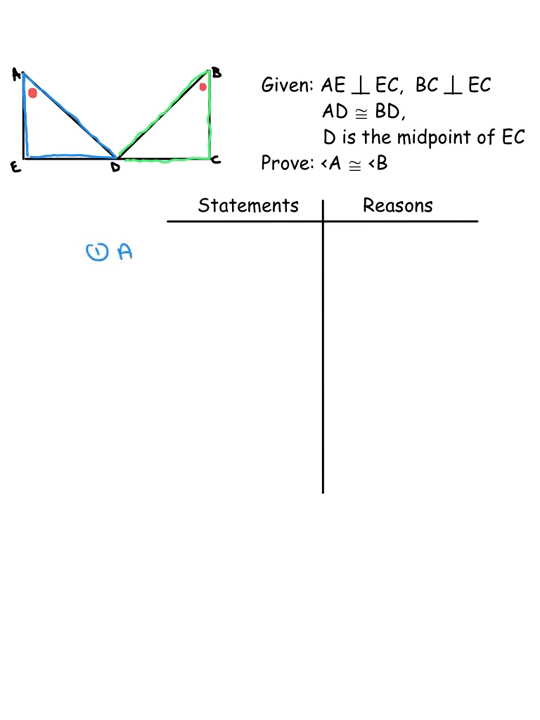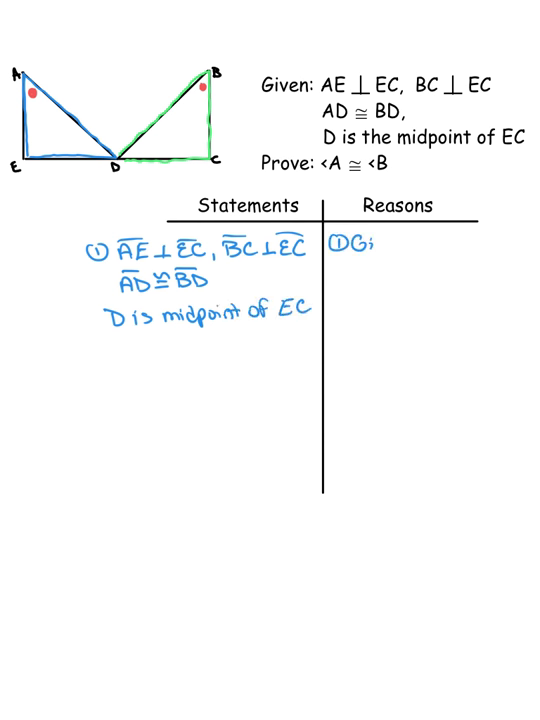So I'm going to start by writing the given. AE is perpendicular to EC. BC is perpendicular to EC. AD is congruent to BD. And D is midpoint of EC. Those are given. Now, if I mark my picture, AE is perpendicular to EC. That tells me this. And if BC is perpendicular to EC, that tells me this.